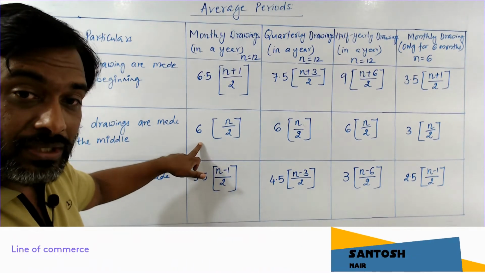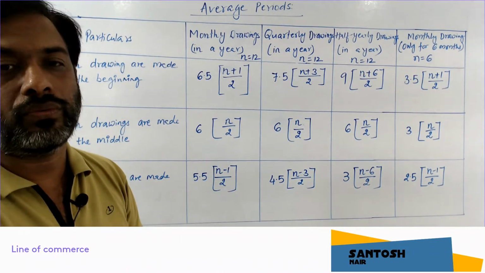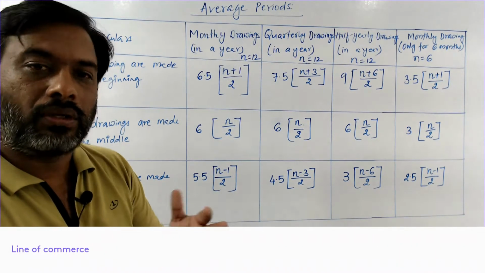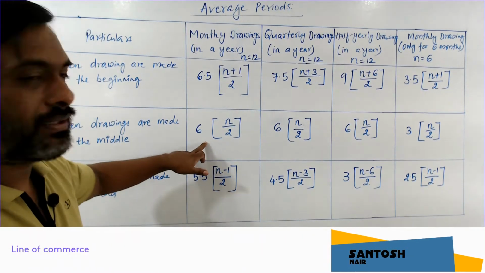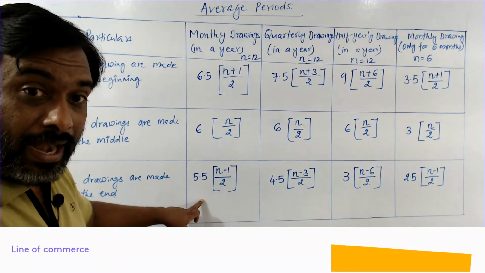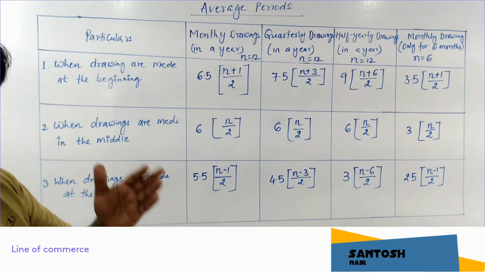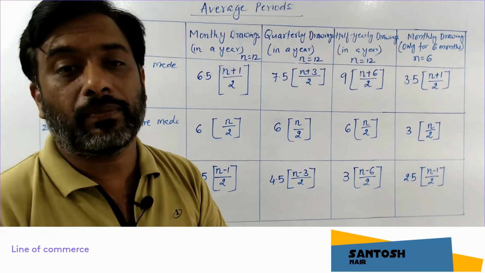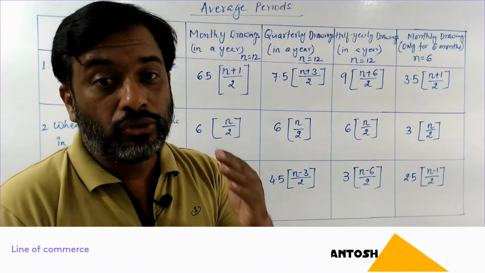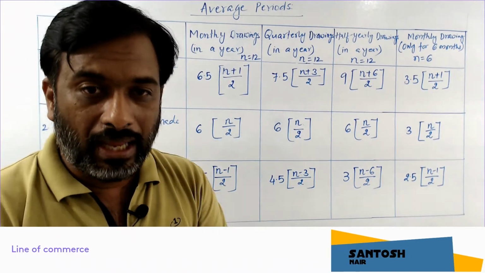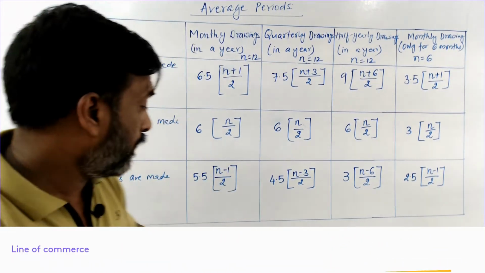So n plus 1 whole divided by 2. Middle of each month, n by 2. n is 12, 12 divided by 2 will be 6. At the end of each month, n minus 1 whole divided by 2. n is 12, so 12 minus 1 will be 11. 11 by 2 will be 5.5.